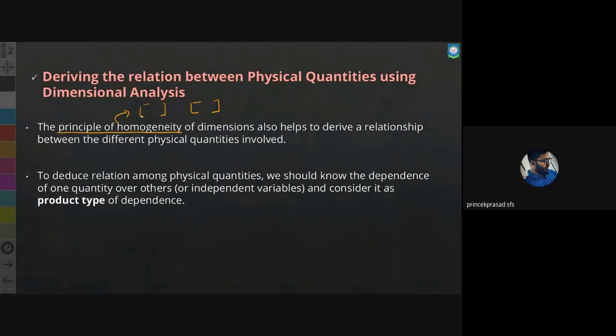And here we only study to derive relations which have product type dependence. Suppose A is the physical quantity expression I want to derive. If A depends on B and C, and if that dependence is in this fashion, that is B into C, you can easily derive. Whereas if A depends on B and C, and if it is B plus C, you cannot derive. So this is one limitation of this method.